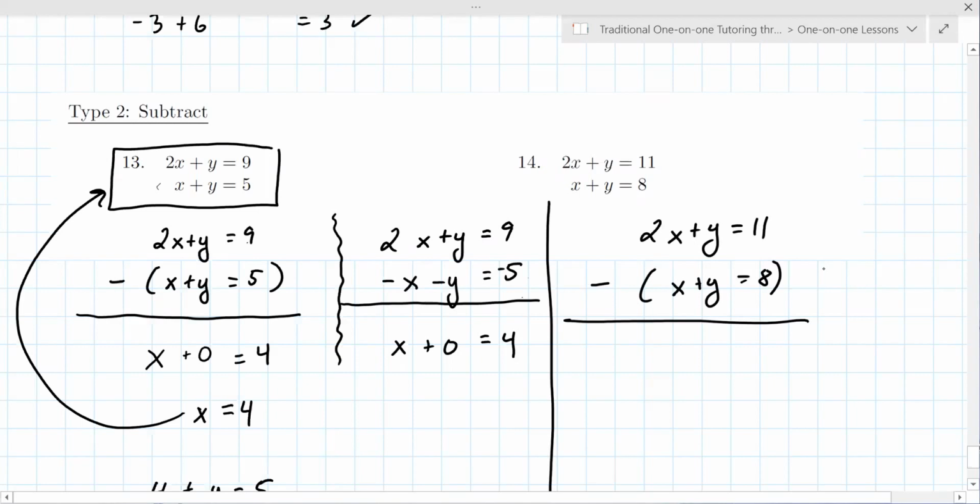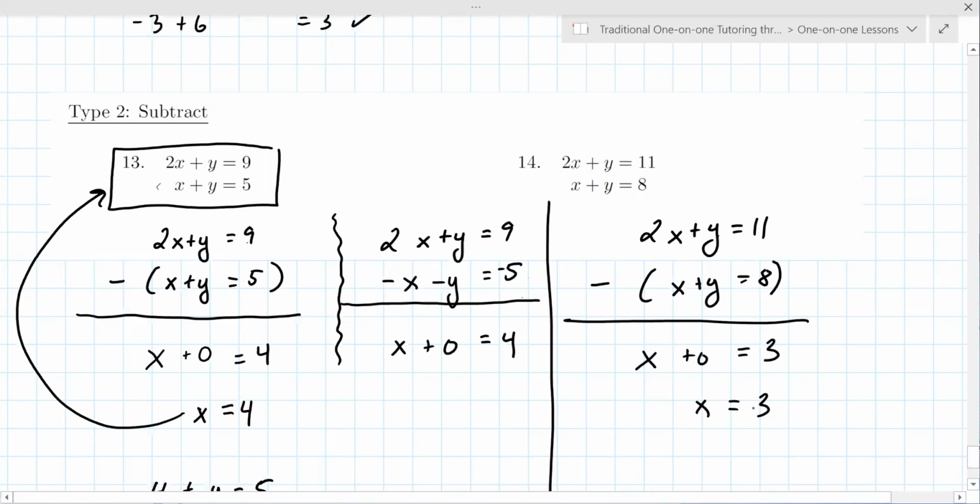Whatever you want. Let's just do it that way, because if you're saying it out loud, it can make more sense. 2x minus x is x. y minus y is 0. 11 minus 8 is 3. So x equals 3.